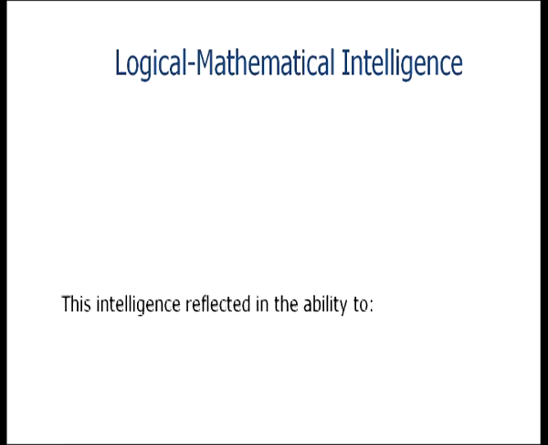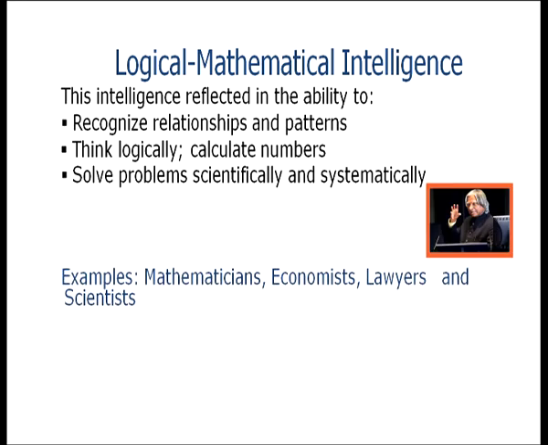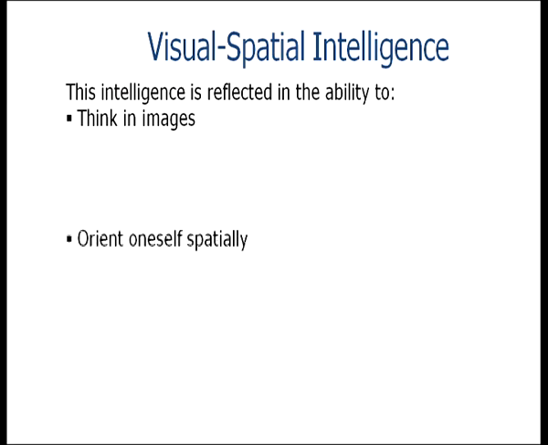Logical mathematical intelligence is basically the ability to recognize relationships and patterns, to think logically, calculate numbers, and solve problems scientifically and systematically. And generally, it is found in mathematicians, economists, lawyers, and scientists. And these people are generally good at analyzing data, asking logical questions, playing strategy games like chess, and so on and so forth.